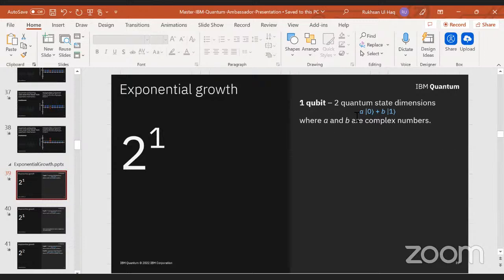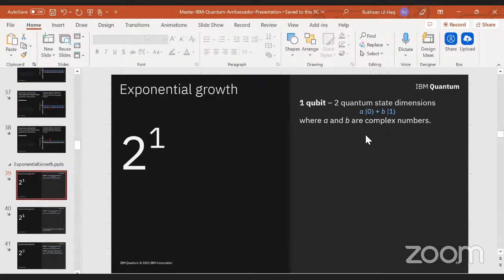So the general state for a qubit is A times the 0 state plus B times the 1 state, and A and B are complex numbers. I did mention the phase of the qubit, but where is this phase residing in the qubit? The phase of the qubit resides in the complex numbers, because a complex number can always be represented as some real number multiplied by some phase in its polar representation.